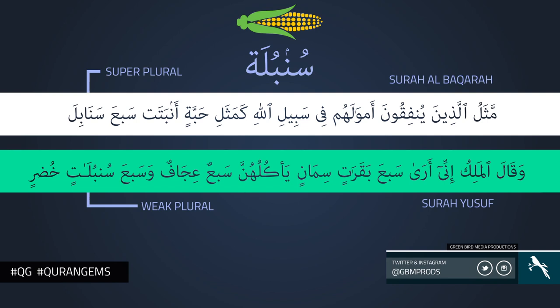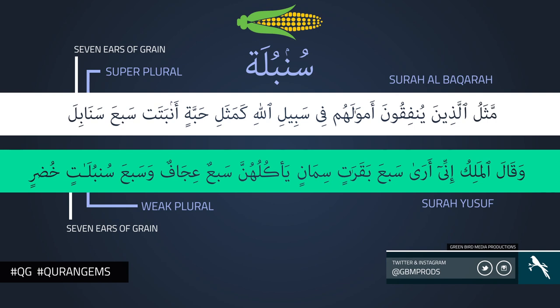You would say if one is 75 and the other is seven, okay, I understand this one's more powerful and this one is weaker. But mathematically speaking, both of them in number are the same. Now in English translation, it says 7 ears of grain in Surah Al-Baqarah. And when you go to Surah Yusuf, what does it say? 7 ears of grain. The translation is identical. There is no difference in translation. But Allah chose to use the powerful plural in Baqarah and the weaker plural in Surah Yusuf.